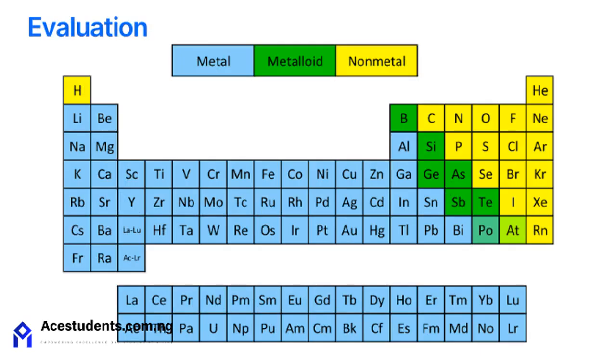Let's test your understanding. Take a look at the periodic table chart on this slide. Use the color guide to help you. Your task is to: first, name any three metals from the blue section. Second, identify two nonmetals from the yellow area. And finally, point out two metalloids and tell where they are found. Pause the video or take your time to complete this.